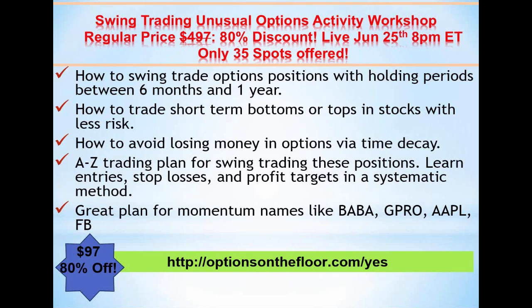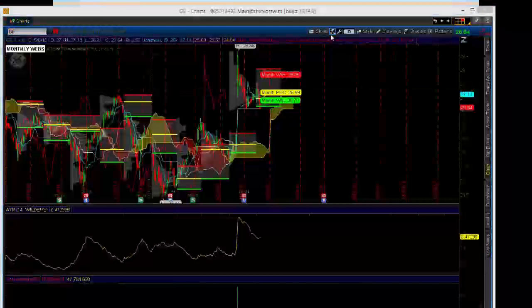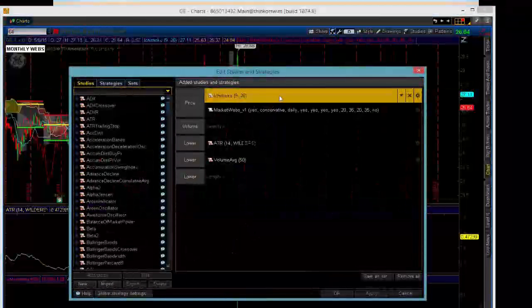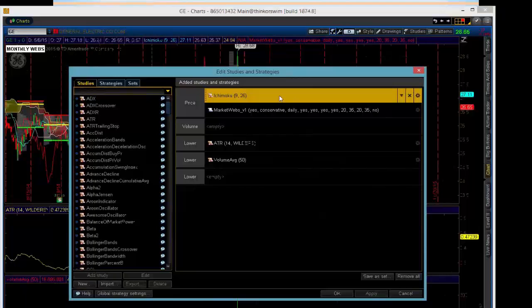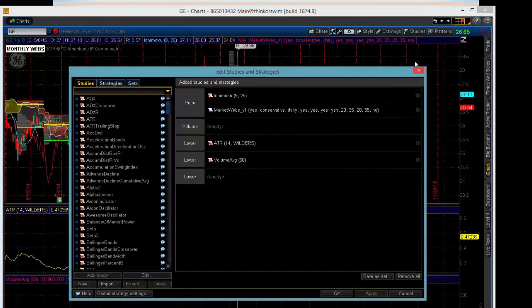But yeah, Thinkorswim has the Ichimoku Cloud. I use it all the time. I use it every day. I'm going to show you my Thinkorswim here. See, very simple. Just in Thinkorswim, click the studies button, Ichimoku. I use the standard settings. I don't tweak any of those.